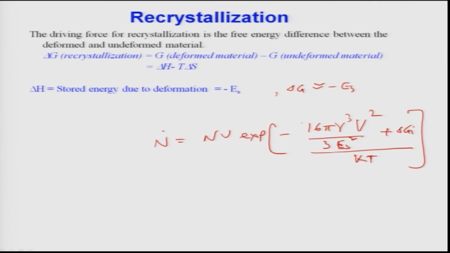That means n dot is not only a function of temperature. You see here temperature is there, KT, but it is also a function of time. We'll see later on, maybe in the subsequent lectures, once you know the growth, we can define this whole kinetics using Johnson-Mehl-Avrami type of equations. That's a classical way of representing the nucleation and growth during the recrystallization process.